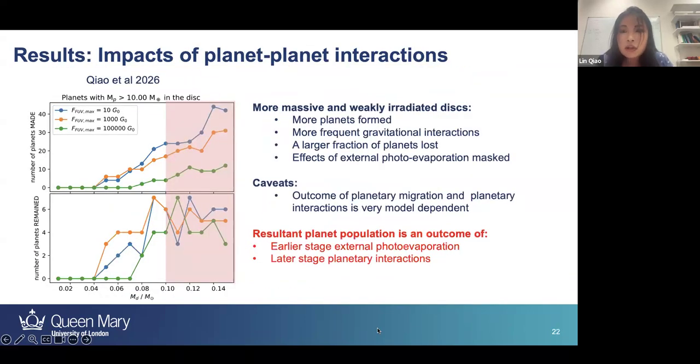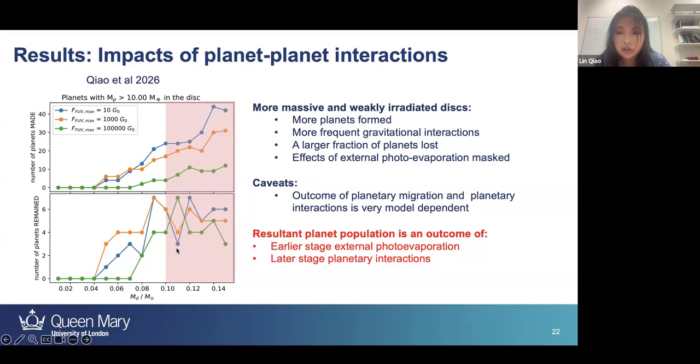Okay, so now the top plot shows the number of massive planets formed per disk under 3 levels of FUV radiation strength, indicated by color, as a function of initial disk mass on the x-axis. So again, it shows that fewer massive planets are formed in disks under stronger external photoevaporation. And the difference becomes larger as the disk mass increases.